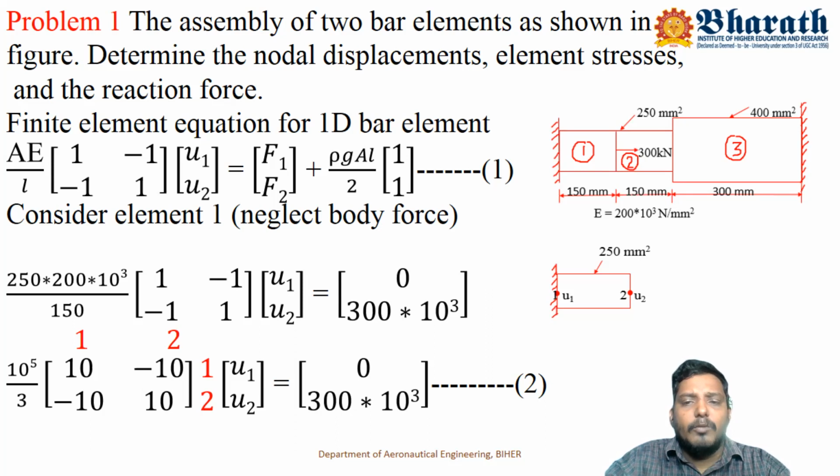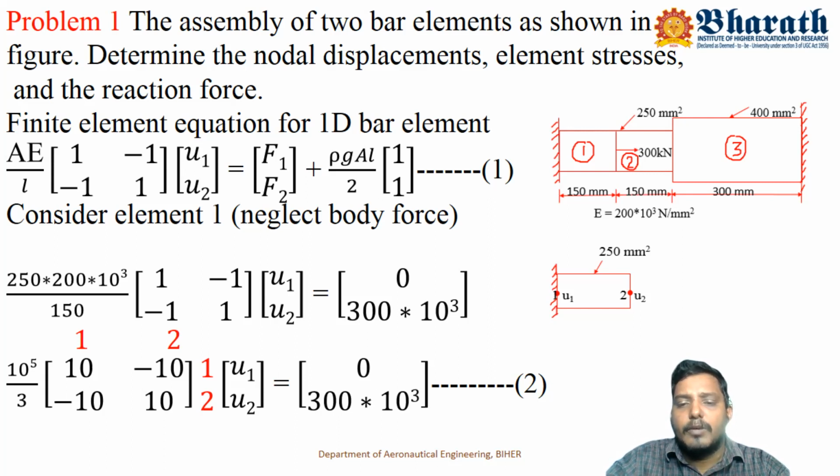Then we apply the area of this first element, which is 250 millimeter square. Young's modulus is also specified in the problem: E is equal to 200 into 10 power 3 Newton per mm square, divided by the length of the element, which is 150 millimeter. We see that element number 1 consists of node 1 and 2. At node 2, the specified nodal force is 300 kilonewton, that means 300 into 10 power 3 Newton. We already assigned 300 into 10 power 3 Newton for nodal location 2. This is towards the positive direction of the x-axis. Therefore, we consider it positive.